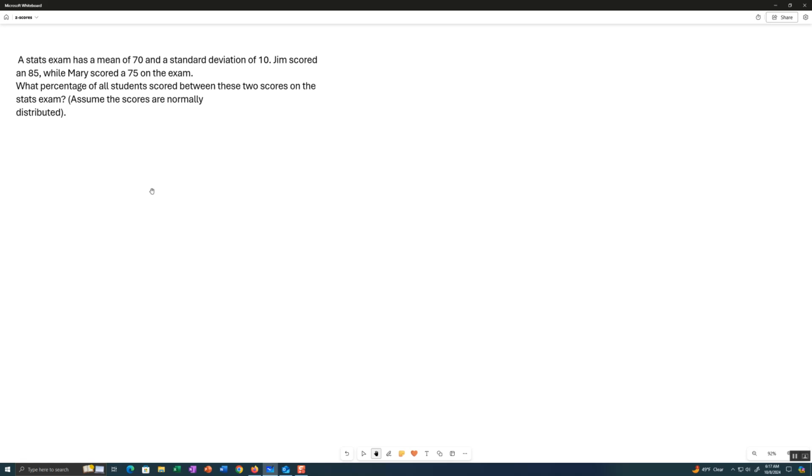So let's look at the second problem. A stats exam has a mean of 70 and a standard deviation of 10. Jim scored an 85 while Mary scored a 75 on the exam. What percentage of all students scored between these two scores on the stats exam? Assume the scores are normally distributed.